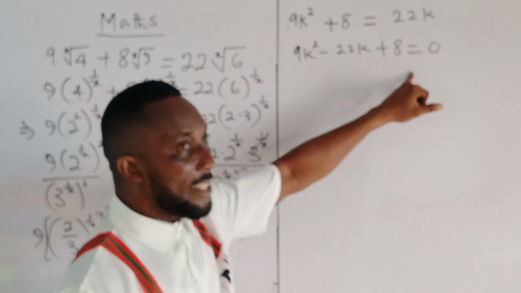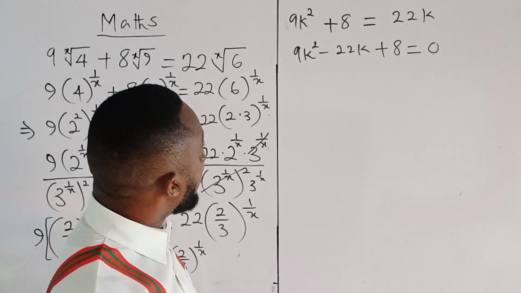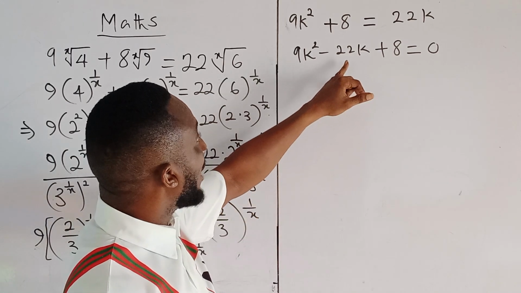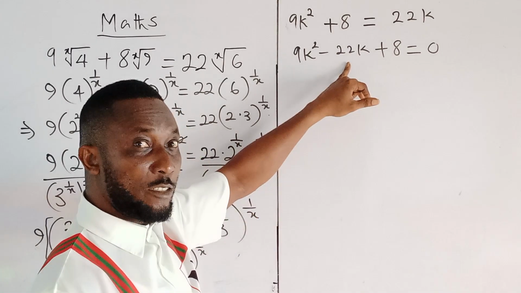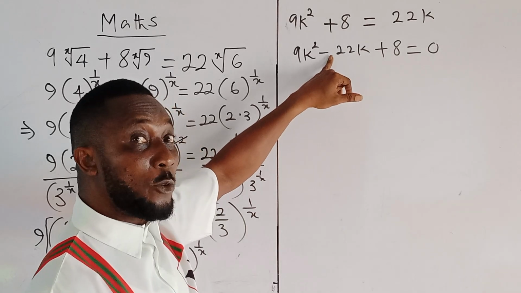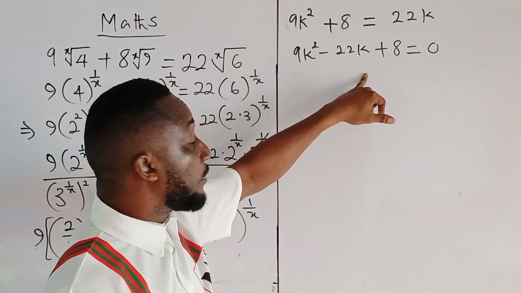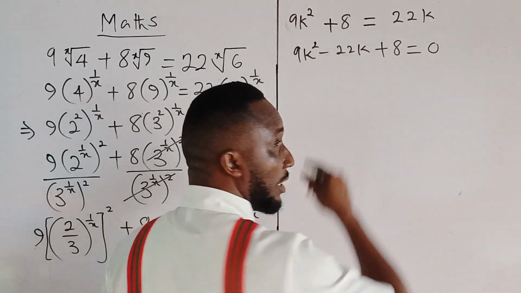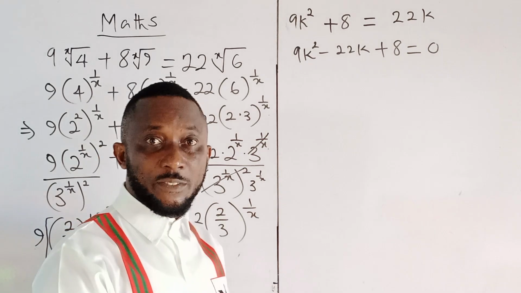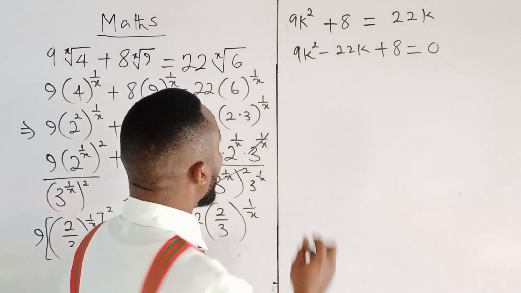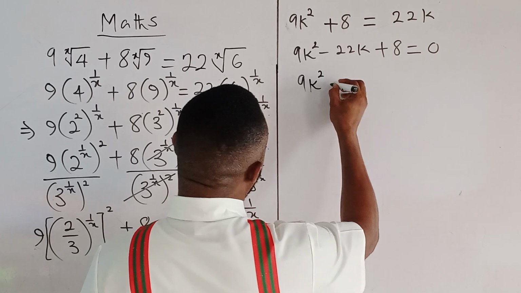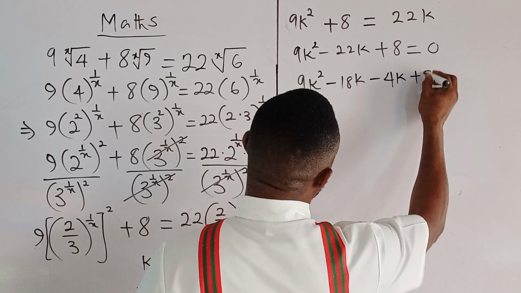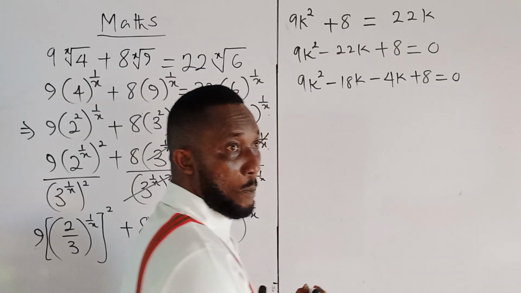So 9 multiply 8, that will be 72. Two factors of 72 that we can multiply together to give 22 should be 4 and 18. Because of the negative sign here, we are looking at negative 4 and negative 18. So I can write, in place of 22k, negative 18k and negative 4k. I will have 9k squared minus 18k minus 4k plus 8 equal to 0.